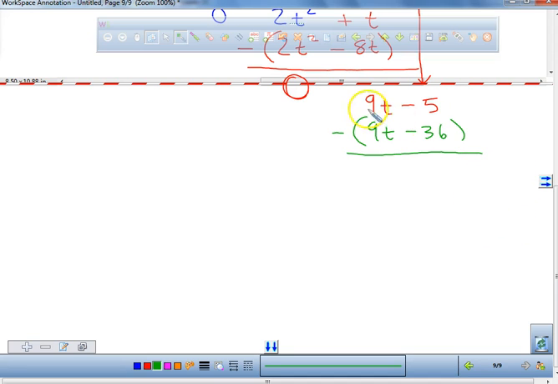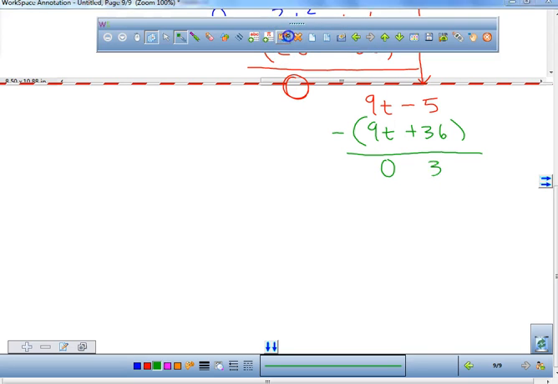Alright? So, this zeroes out. What's -5 minus a minus? Once again, that changes it to a plus. So that becomes a 31. Okay? So minus and a minus changes to positive. Uh-oh. We've got something called a remainder.